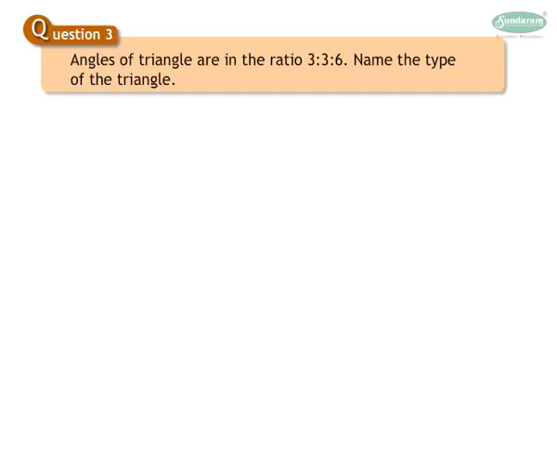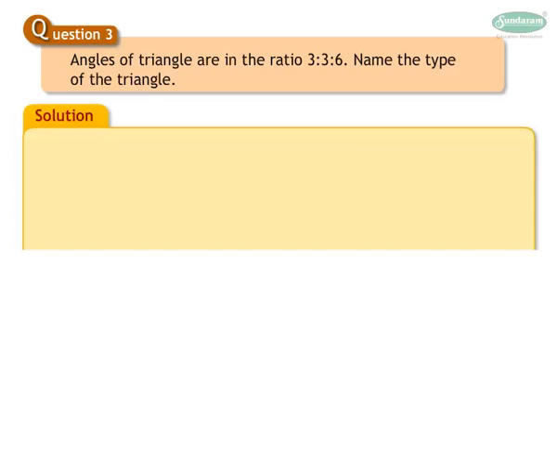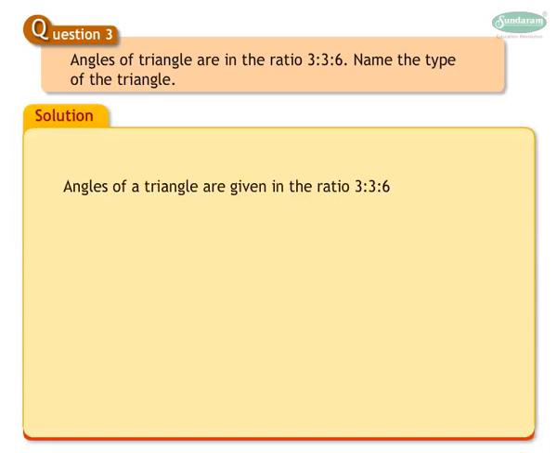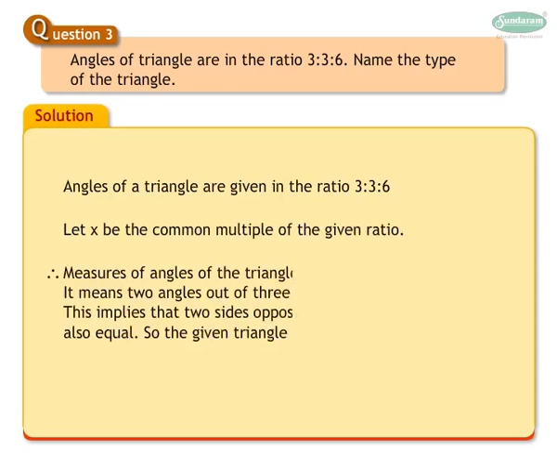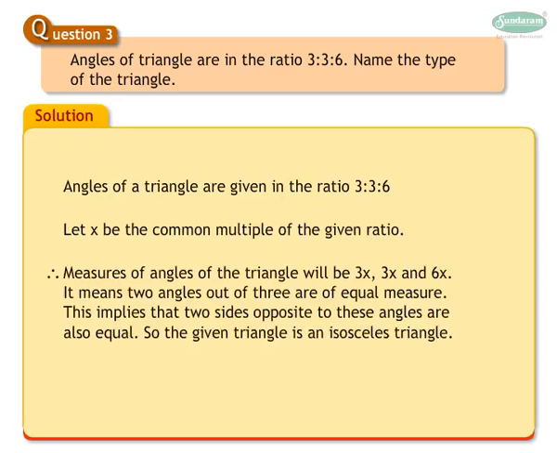Angles of a triangle are in the ratio 3:3:6. Name the type of the triangle. Solution. Angles of a triangle are given in the ratio 3:3:6. Let x be the common multiple of the given ratio. Therefore, measure of angles of the triangle will be 3x, 3x and 6x.